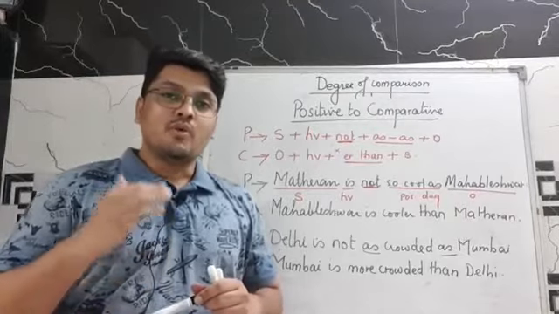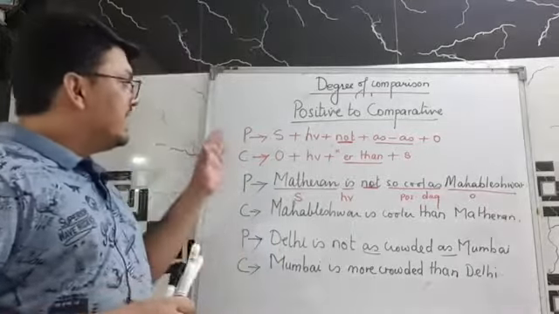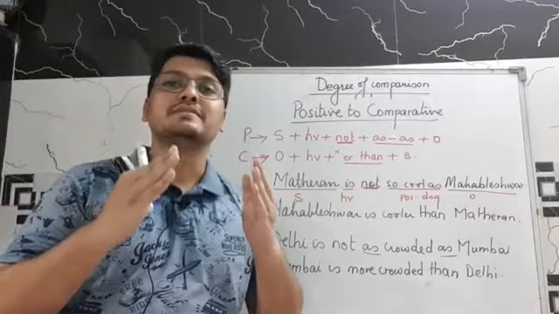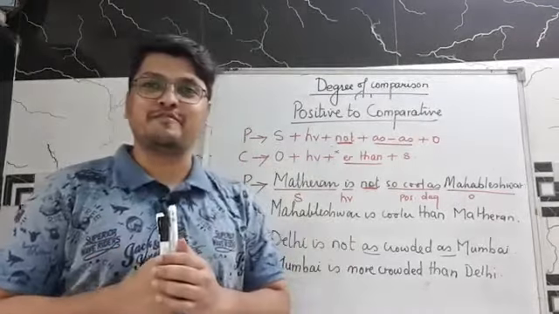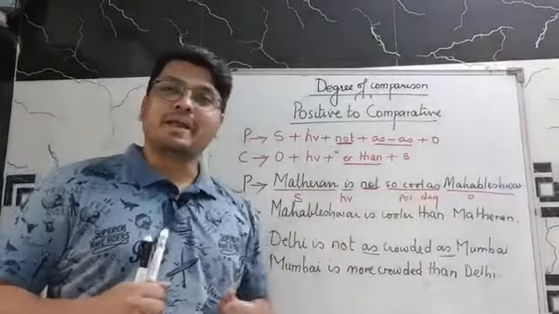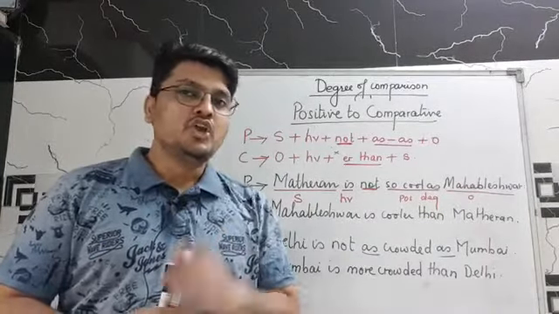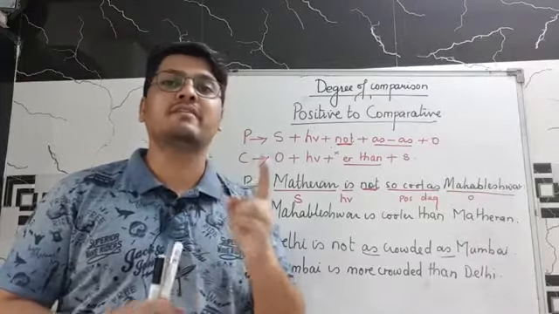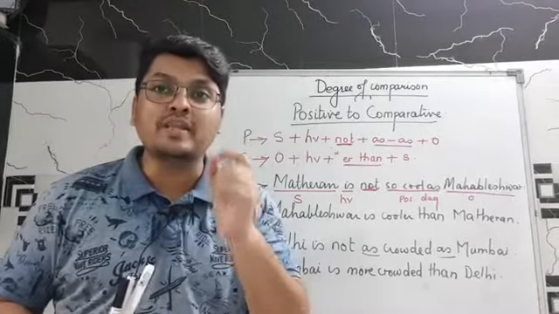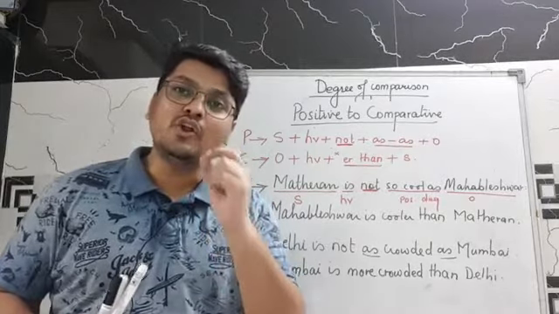Okay, now students, we will learn another type of positive degree. So till now you have seen two specific comparisons in the sentence. This knife, that knife. Matheran, Mahabaleshwar. Delhi, Mumbai. Math, geography. But now in this type of positive degree, you will see one specific and another one is not specific. And that positive degree sentence starts with no other. So we will solve positive degree that starts with no other.